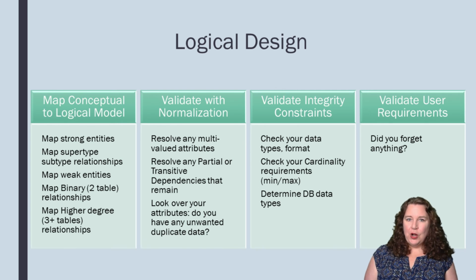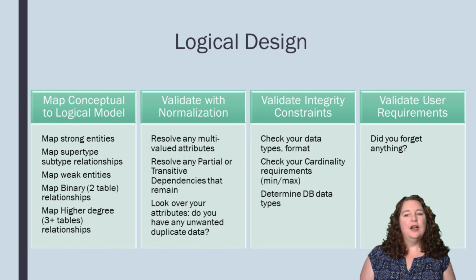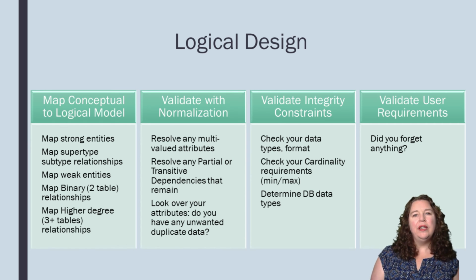You want to think about your strong entities and your weak entities. You want to think about your supertypes and your subtypes. You want to think about your binary relationships, so the ones that are between two tables, and your tertiary or any higher degree relationships, the ones between three tables. And you want to start mapping those out, getting really comfortable.